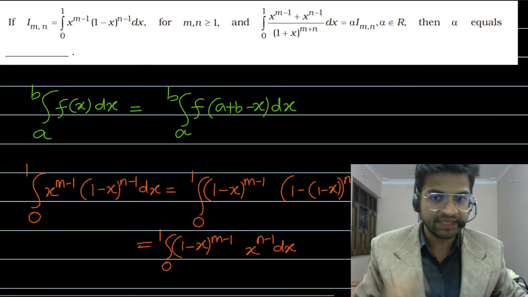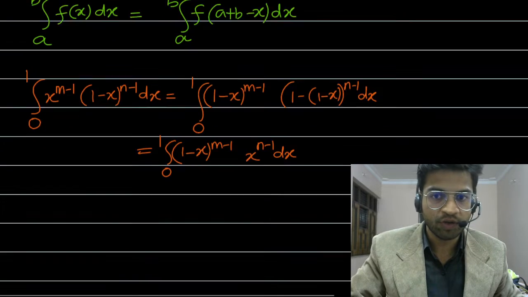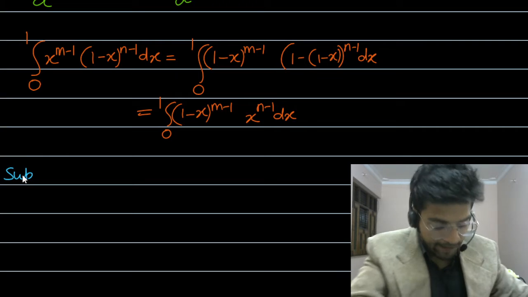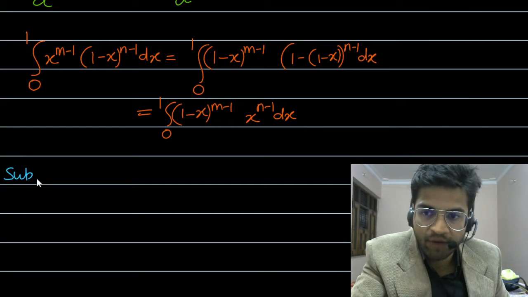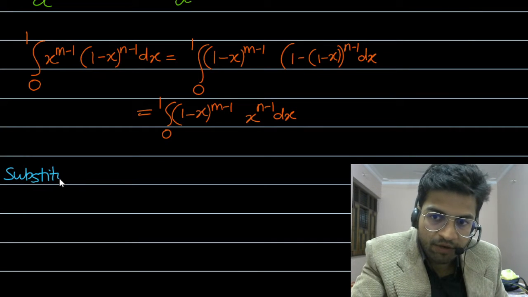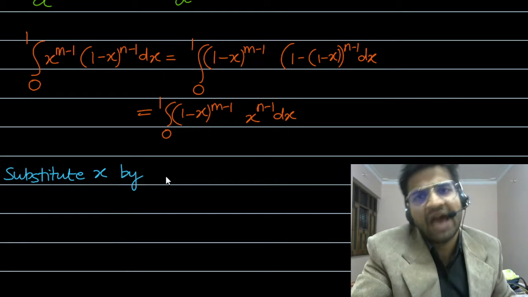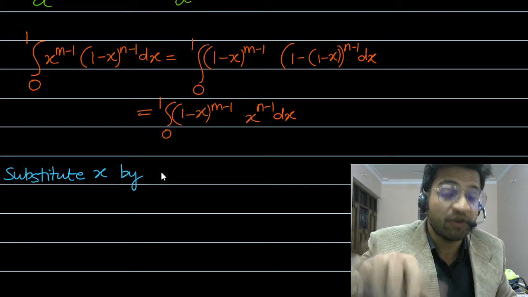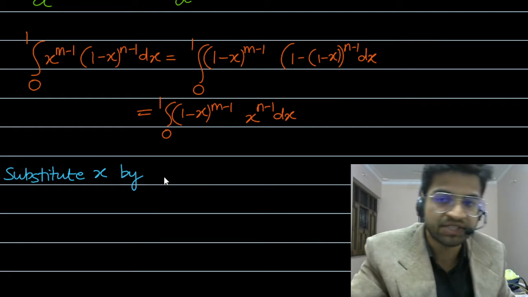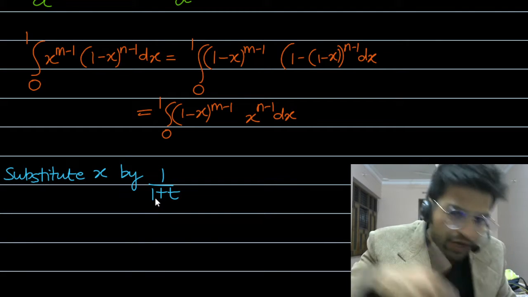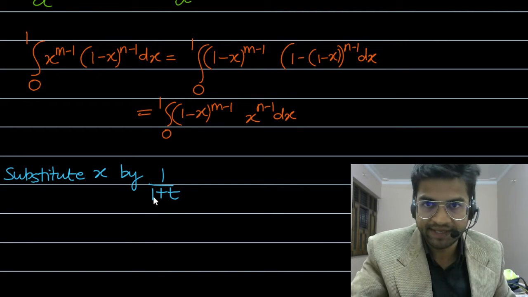Let us say we substitute x by 1 plus t. Substitute x by 1 plus t. And why am I saying this? By 1 plus t, not 1 plus t, by 1 by 1 plus t. By 1 by 1 plus t. Now what is the rationale behind this? What is the logic behind this?